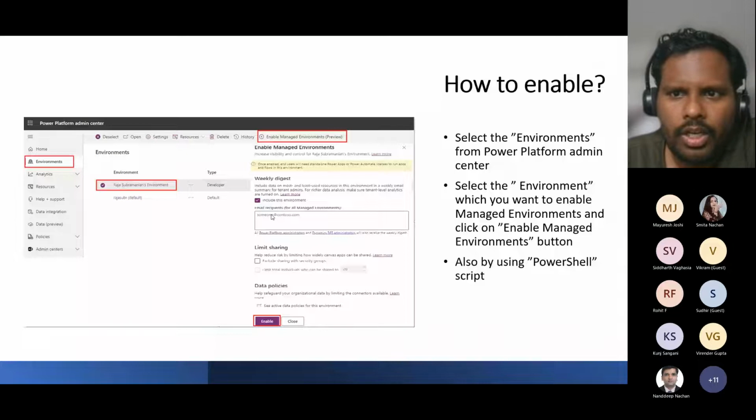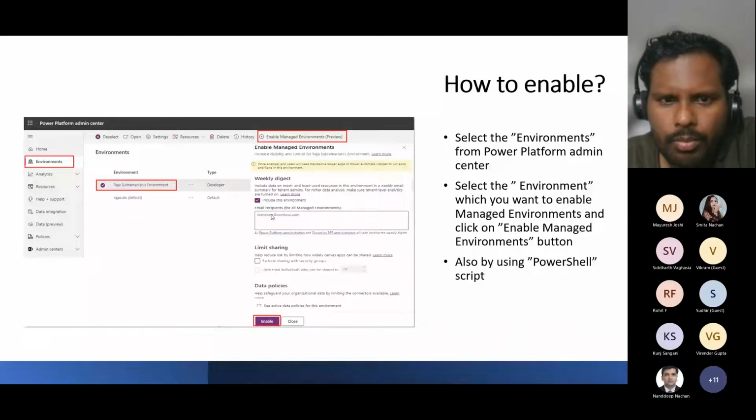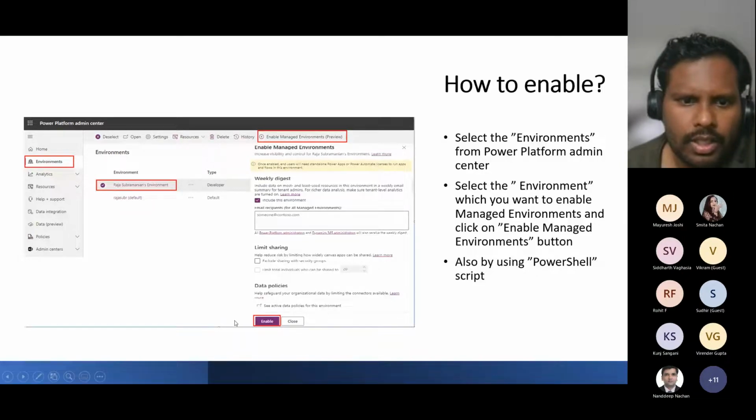Now, you can enable it from the Power Platform Admin Center portal. Just select the environment which you want to enable, and then enable it. While you are enabling it, there will be 3 to 4 features which you can set up. We will see that. And this is the setup.